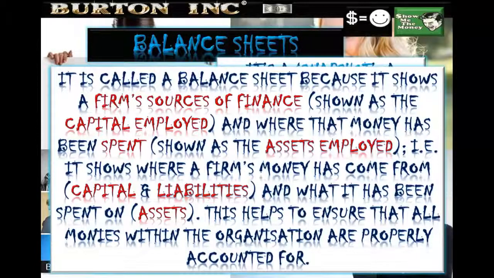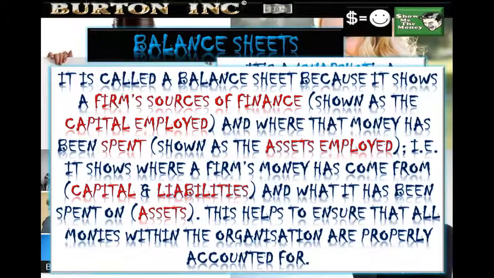It shows the firm's sources of finance, this is capital employed, and where that money's been spent, and that's assets employed. Where a firm's money has come from, capital and liabilities, and what it's been spent on, assets. And all this helps to ensure that all monies within the organisation are properly accounted for.